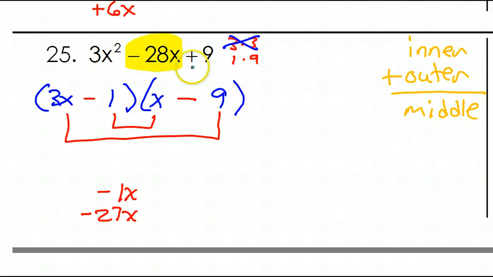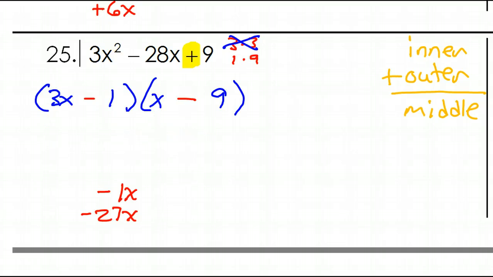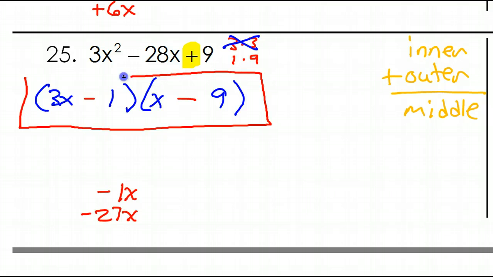Now, there's one last thing that we always must check. We've got to check the sign on the constant. Alright, does negative 1 times negative 9 give you positive 9? Well, yes, a negative times a negative is a positive. So that works out great. That means that this is, in fact, the answer.